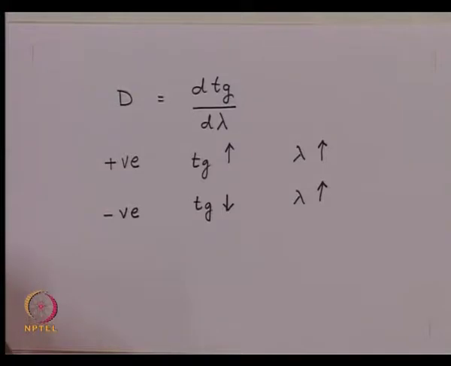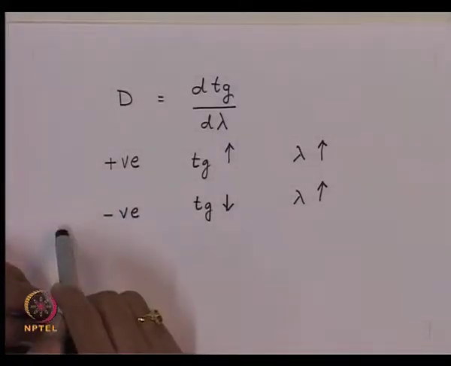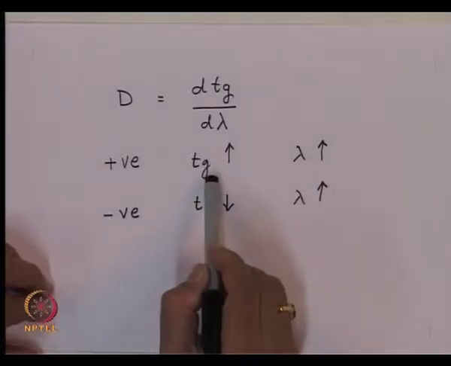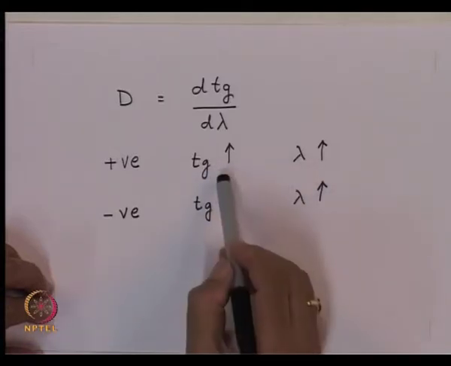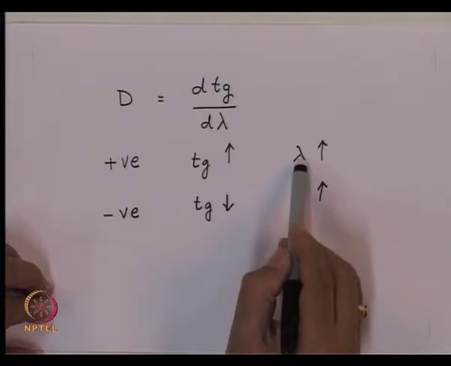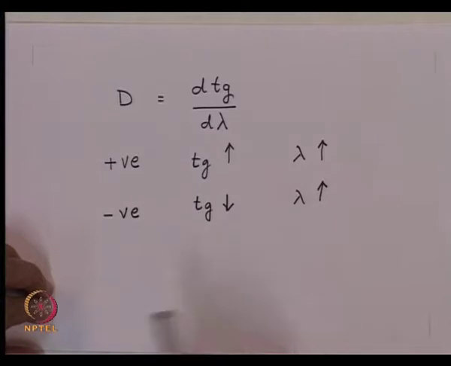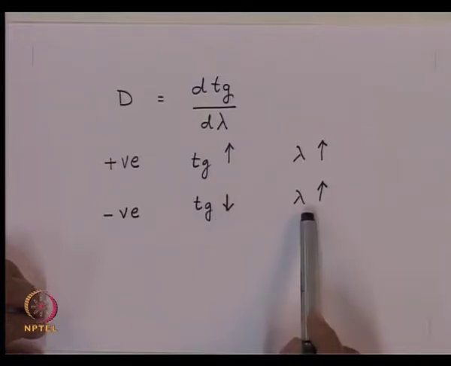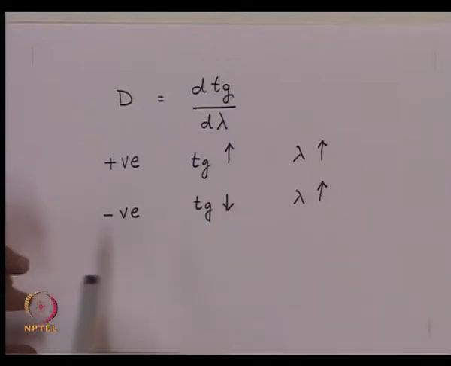What that means is that if you are having a dispersion which is positive, the longer wavelengths, since they take longer time, they are traveling with lower speed. So the group velocity essentially decreases as a function of wavelength. As the wavelength increases, the group velocity decreases. Whereas if you have a negative sign, then as the wavelength increases, the group delay decreases. That means the group velocity increases.